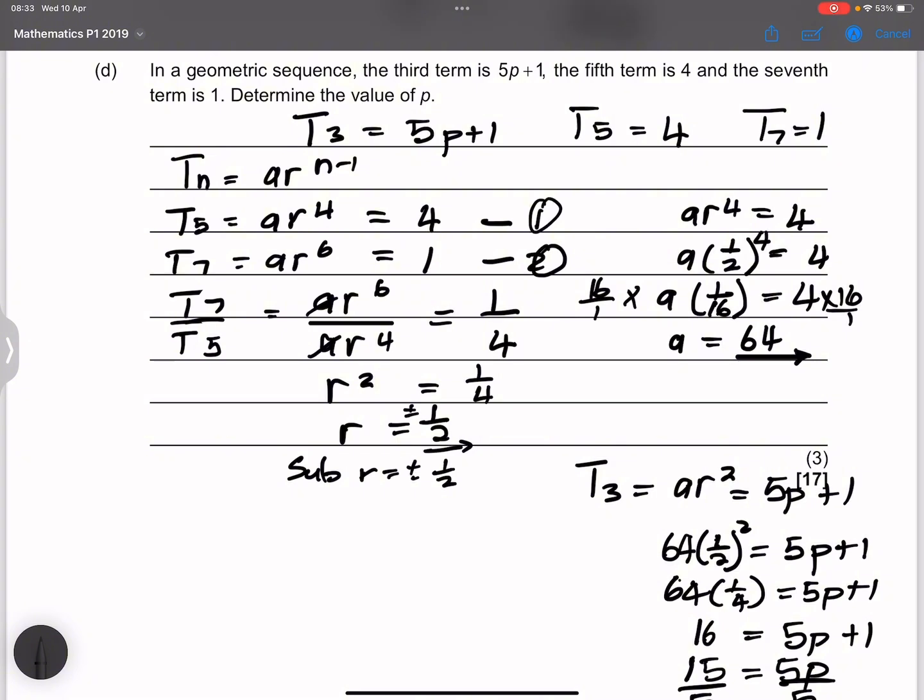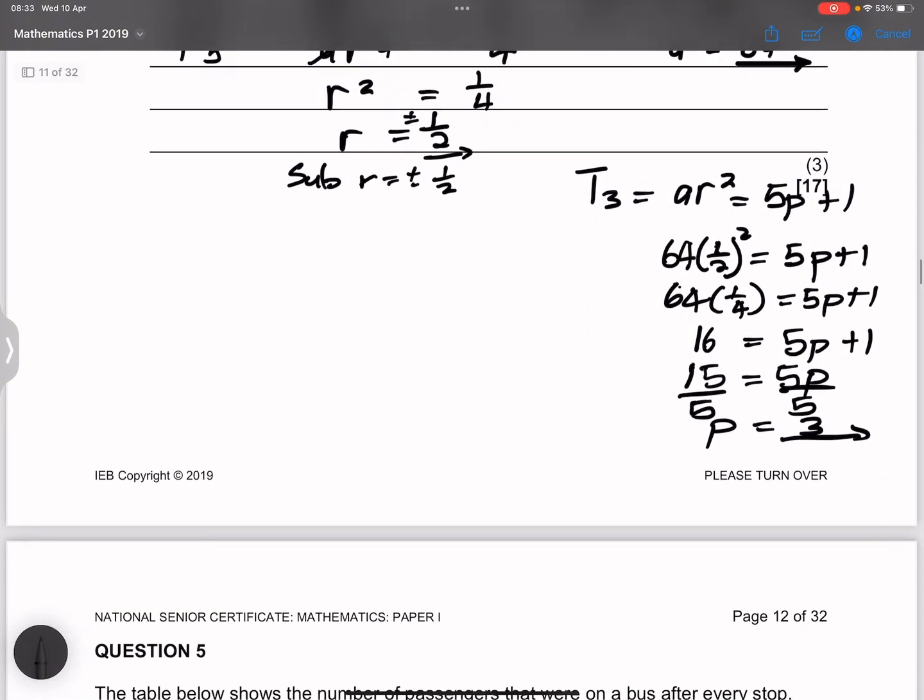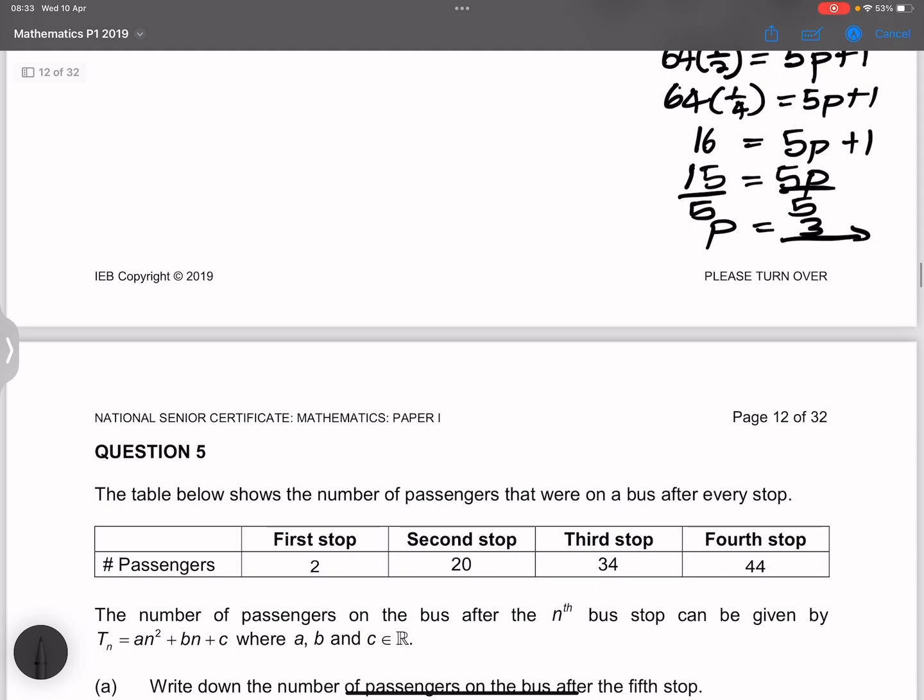That is how we would go about that question. Of course, if you took r as negative, you would have gotten that answer to be negative as well. But either way, you would have actually gotten to the same answer. All right, so that is how this cookie crumbles. We're going to be moving on to the next question.